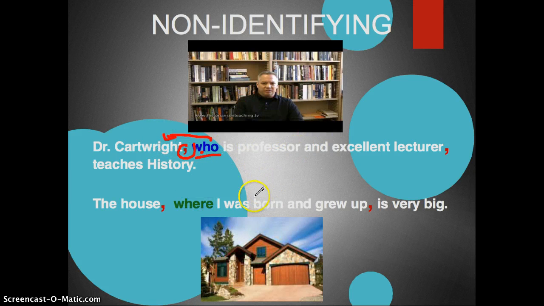Let's see another example. The house, comma, where I was born and grew up, comma, is very big. This is the adjective clause using the relative adverb where, that tells us more about the house where I was born and grew up.